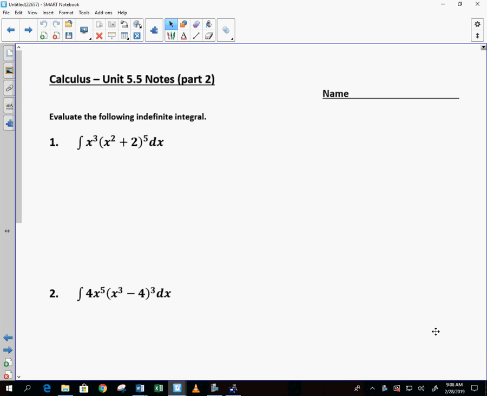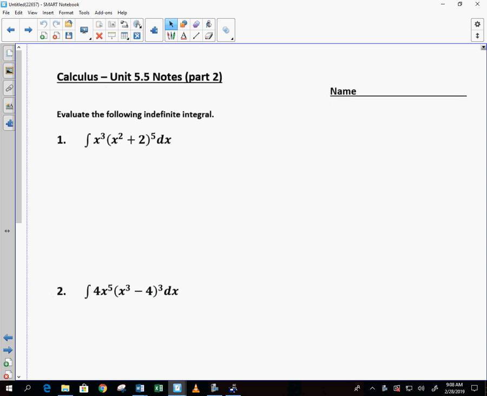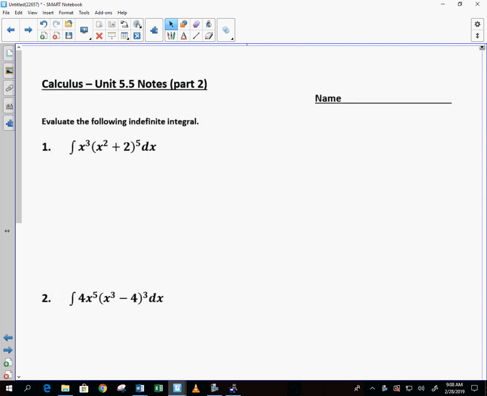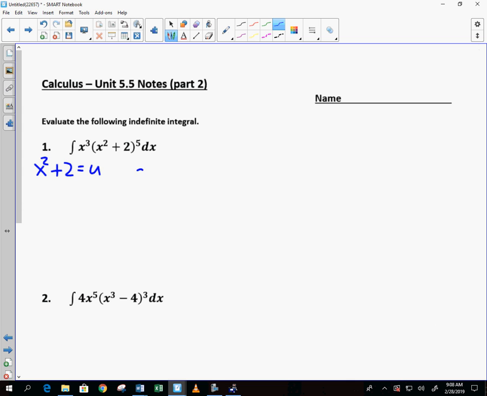For example, look at number 1. You see it right away, because of what we did yesterday, you'll be led down the path to say that u is equal to what? x squared plus 2. And right away you say, well, I know u should be x squared plus 2 because it's on the inside, like it's that parentheses thing.